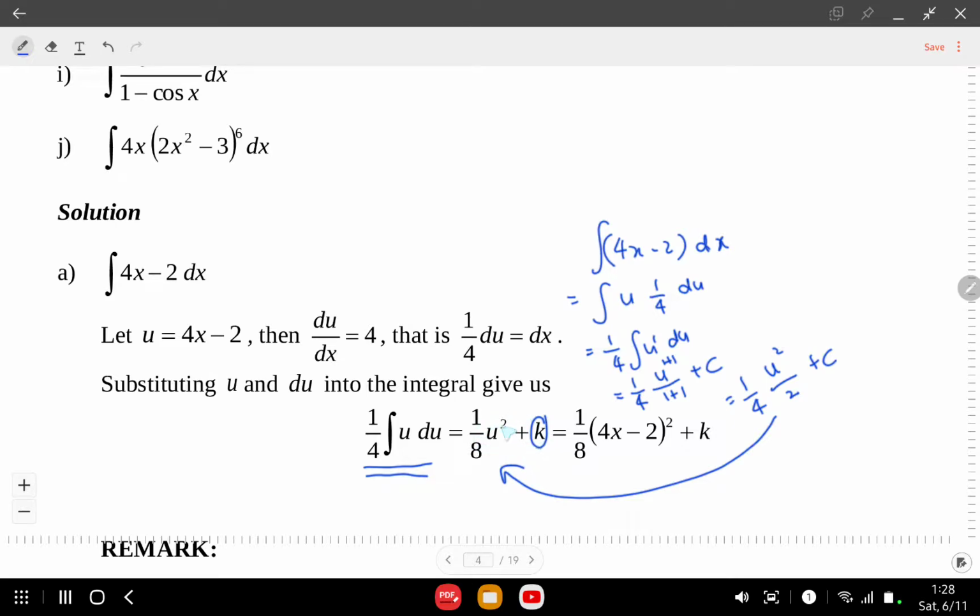Okay, so kita dah integrate, dia tak ada integral lagi, du pun dah hilang. So bila dah siap integrate, kita tukar semula dalam bentuk x. So our u, kita substitute it back into this function, which is 4x minus 2. So kita akan dapat 1/8 4x minus 2 square plus k. So this is the answer.